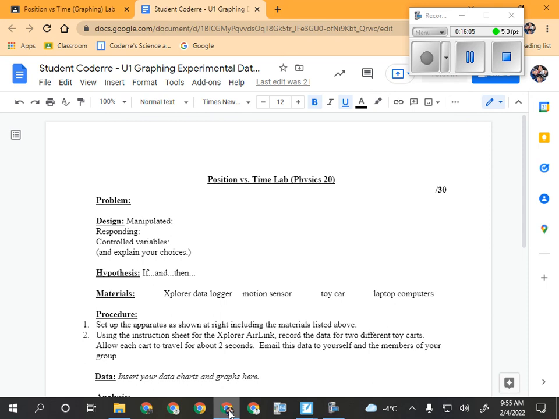So, to give you an idea of what I'm looking for, I'm going to tell you the rest of the answer for the manipulated variable. I want you to write it down. So, time is the manipulated variable because the experimenter is determining the length of the experiment. The length of the experiment will affect how far the cart can travel.